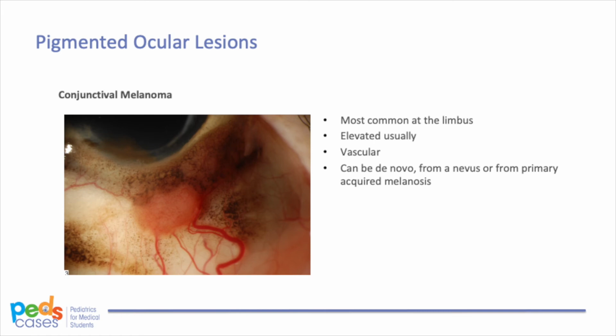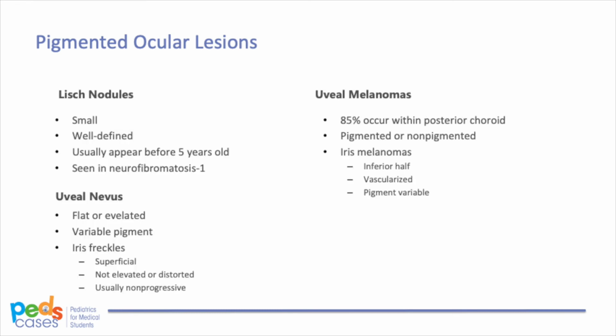Malignant melanoma of the conjunctiva may arise de novo, from a nevus, or from primary acquired melanosis. It is most common at the limbus, though non-limbal lesions such as those in the caruncle, tarsus, and fornix carry a worse prognosis. It often appears as an elevated lesion with vascularity. Lisch nodules are small, well-defined nodules in patients with neurofibromatosis 1. They usually become apparent by age 5.